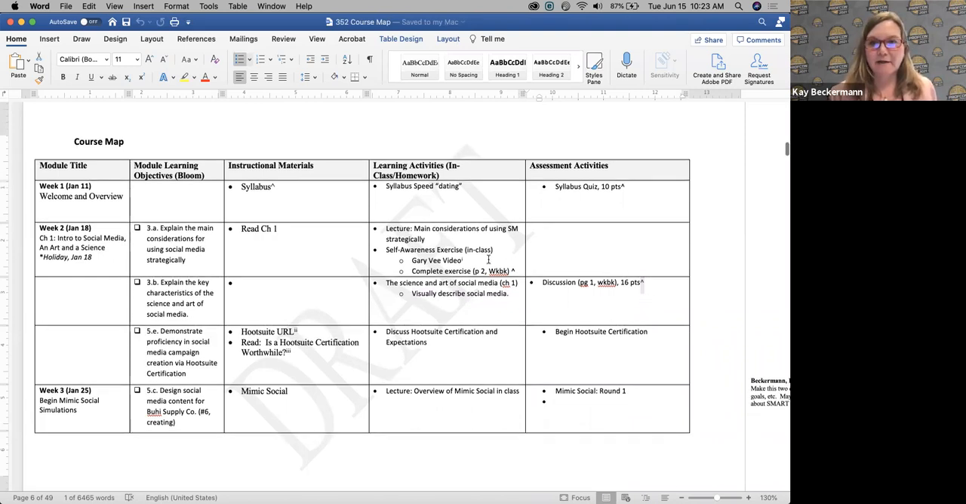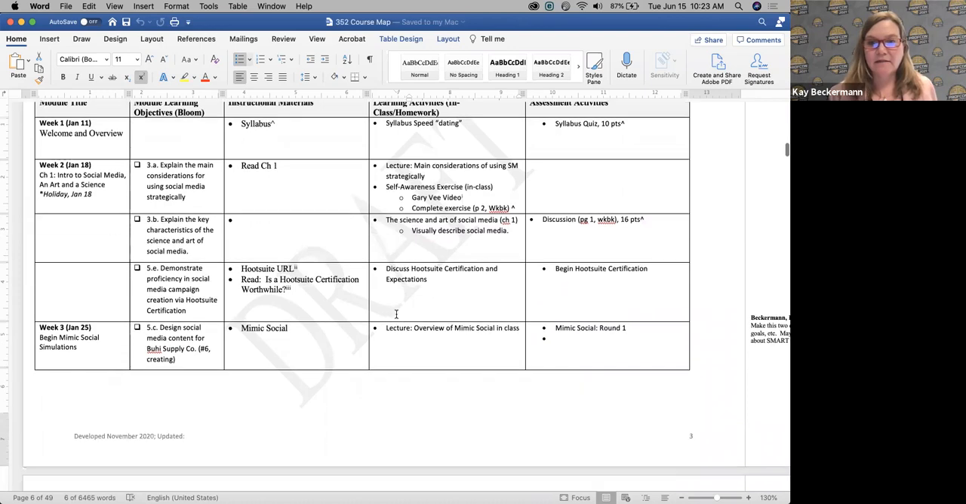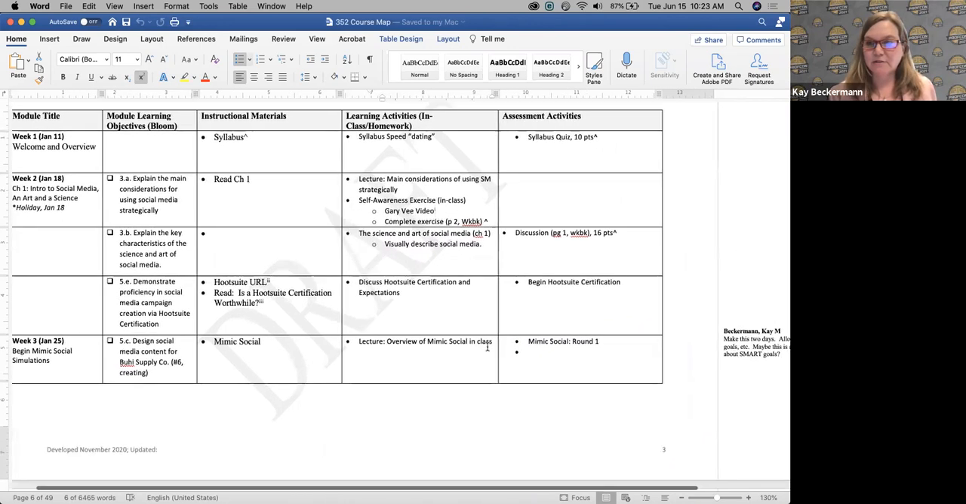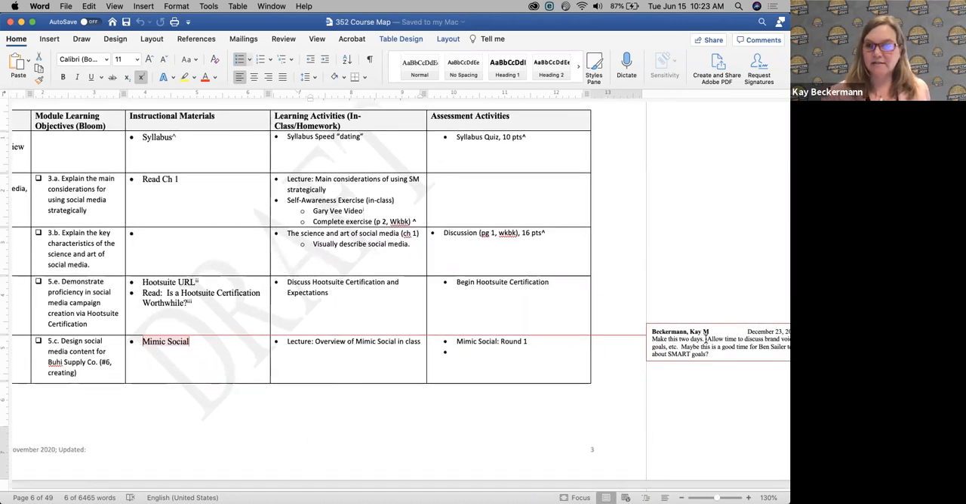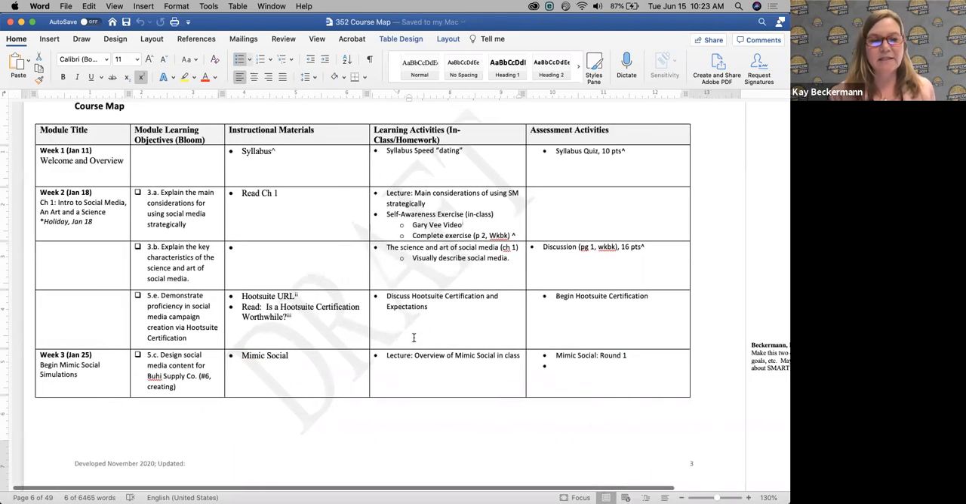I have footnotes or endnotes, and so that is where, to save space, I put the URL for those particular videos. And you'll see too that I leave myself certain notes on the side: make this 2 days, allow time to discuss things. Maybe this is a good time for Ben Saylor to come talk about SMART goals. Ben Saylor is an alumni, and he's currently working with CoSchedule. And so he's been very active in helping come in and work with all of us.